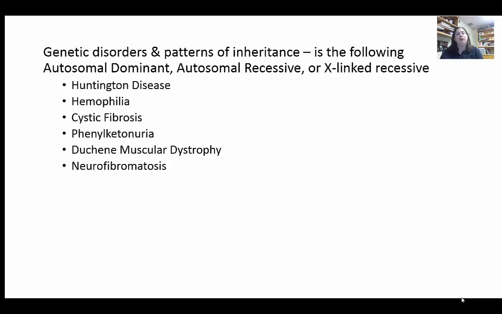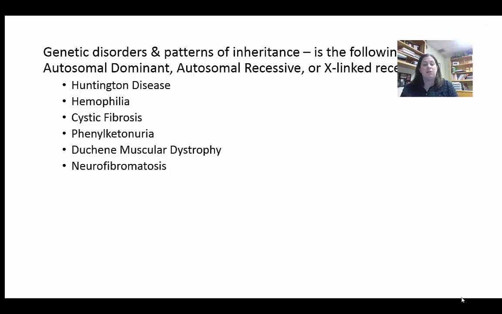Phenylketonuria, this one is PKU. It is also an autosomal recessive. Duchenne's muscular dystrophy is an X-linked. Muscular dystrophy is sex-linked. It affects males more than females. And neurofibromatosis is an autosomal dominant. So if you look here, you have 2 dominants, 2 autosomal recessives, and 2 X-linked. Guys, these are going to be kind of like a matching. So make sure that you know what each of these are. And if you need to, look them up in your notes.